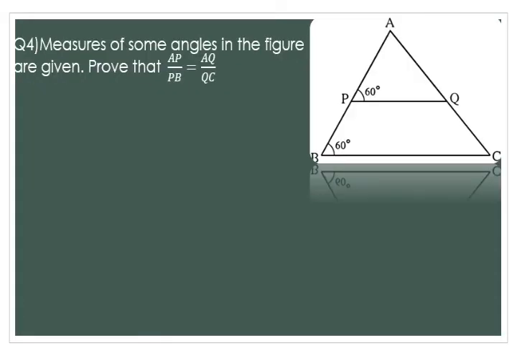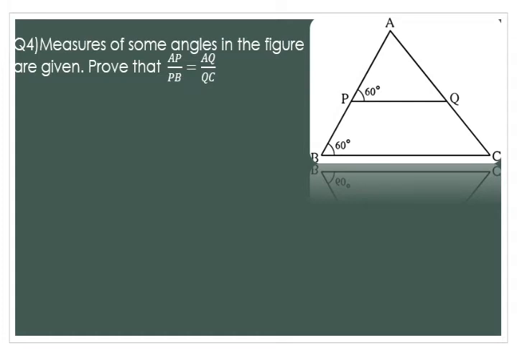Now question number 4: measures of some angles in the figure are given. Prove that AP upon PB is equal to AQ upon QC. Okay, so if we have to show these ratios are equal, we just have to show that side PQ is parallel to side BC, then our work is done. A very easy question.